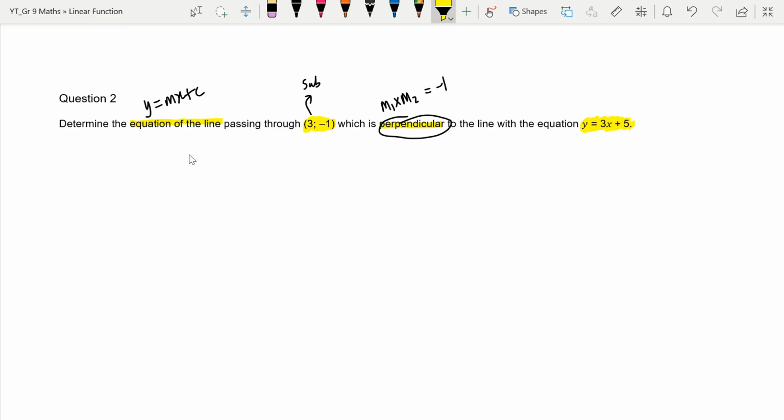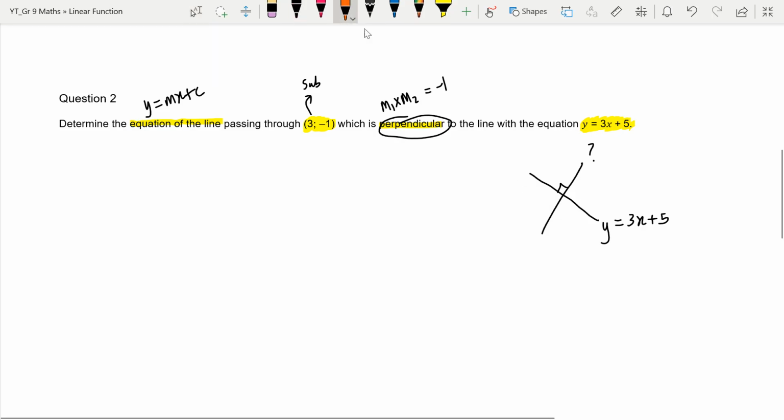That one is in standard form. So it says, determine the equation of the line. So we need to find the equation of the line that goes through that point, and it is perpendicular to that line. Okay, perfect. So there's a line that we need to find. It is perpendicular to this line, which is in standard form: y is equal to 3x plus 5. And the only thing they gave us is that our line goes through this point of 3 and -1.